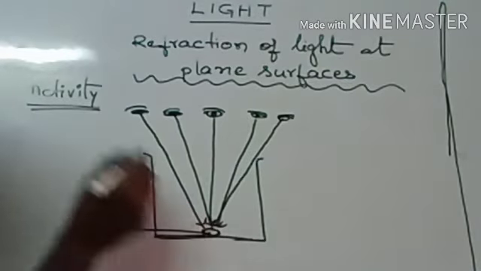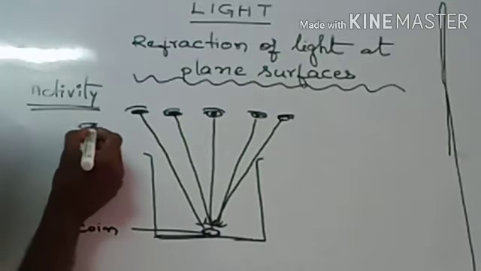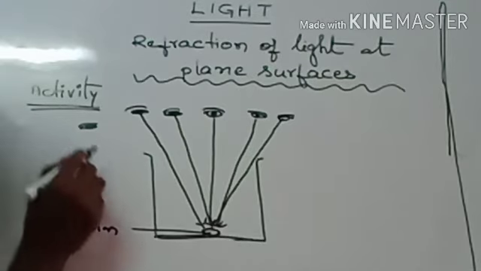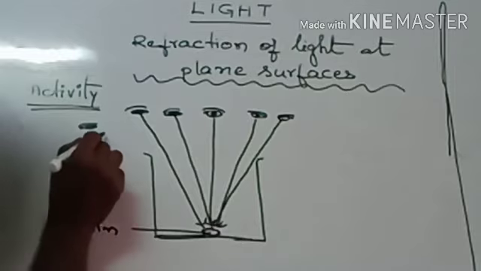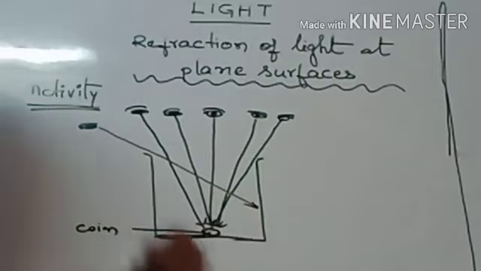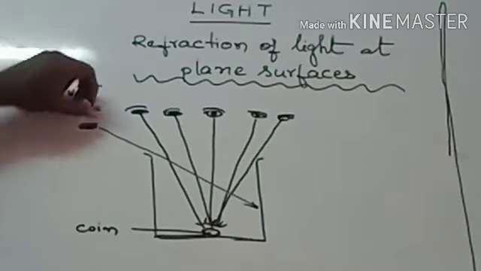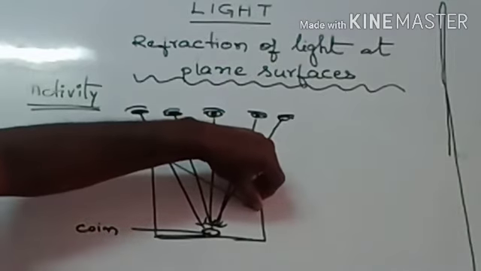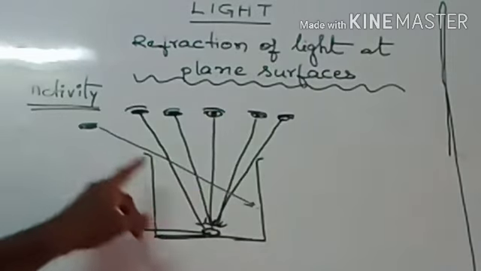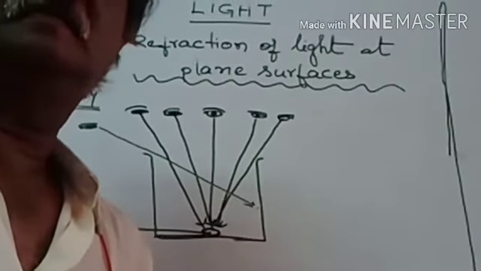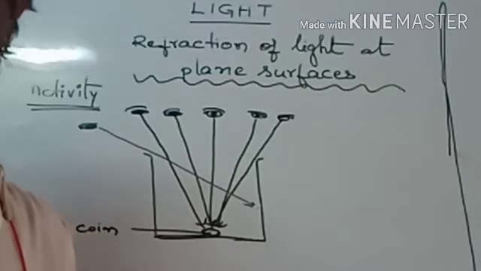Can we see this coil from this position? No, we can't see this coil from here. Why? From this place our vision goes slightly like this, so that we can't see it. The coil does not appear to us from this place.